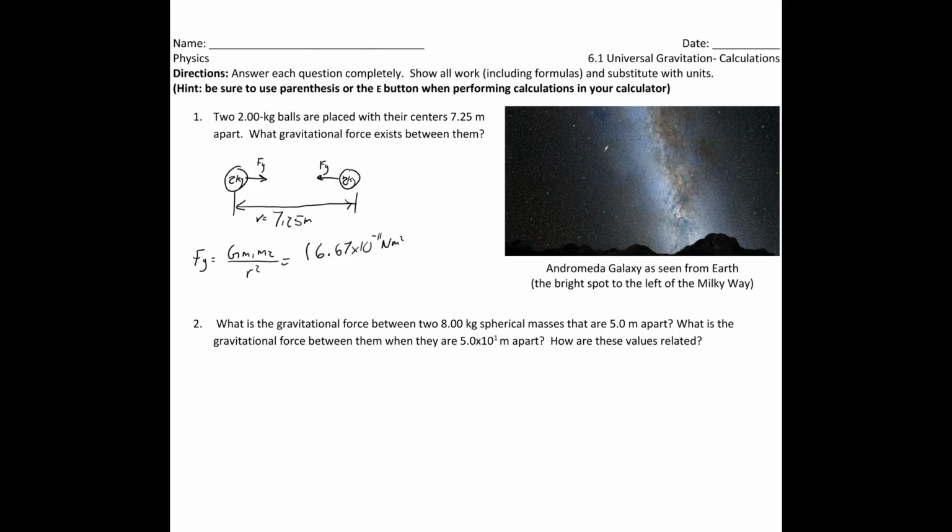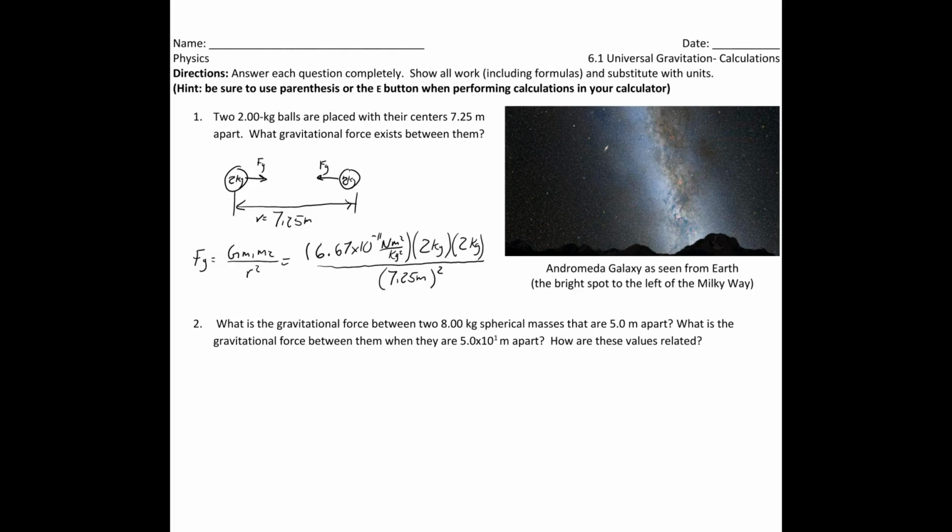Newton meters squared per kilogram squared. I'll show you where that unit comes from. So this is 2 kilograms. This is 2 kilograms. And the distance between them, or the radius, 7.25 meters. And that gets squared. So the first thing you might notice about that universal gravitation constant, besides the fact that it's this weird scientific notation, is that it also has these weird units. Where did these units come from?